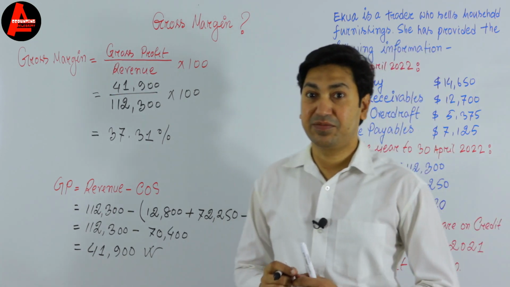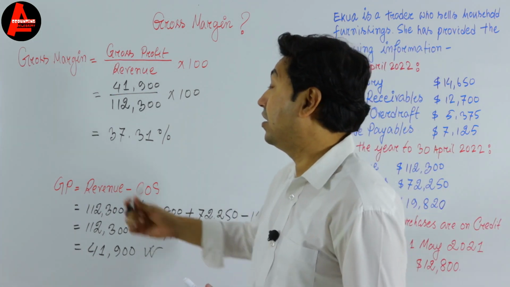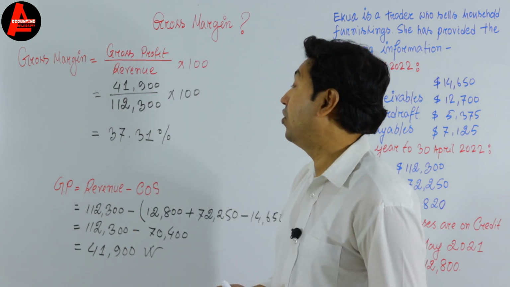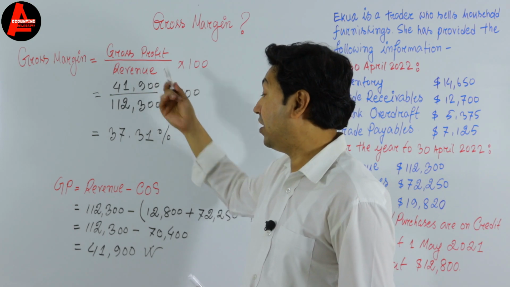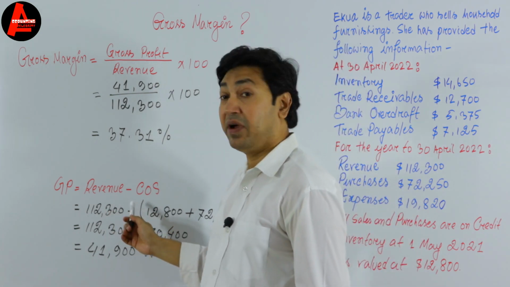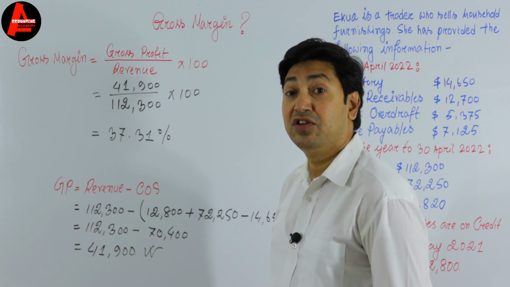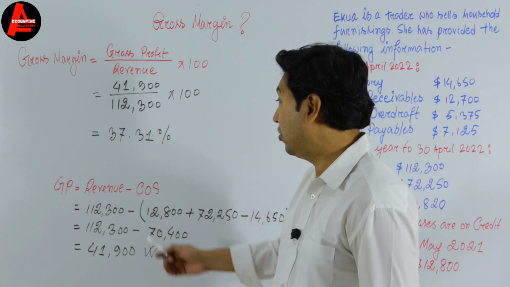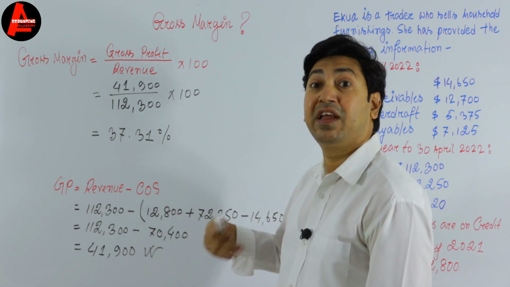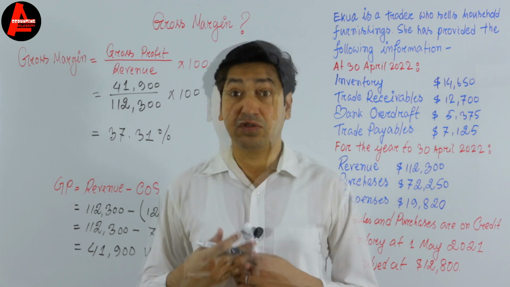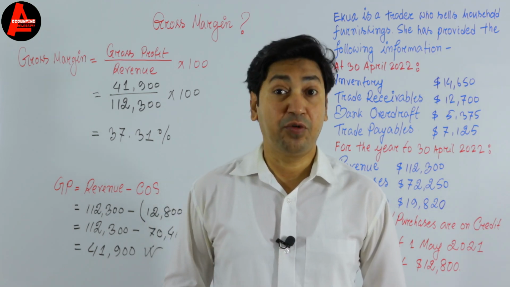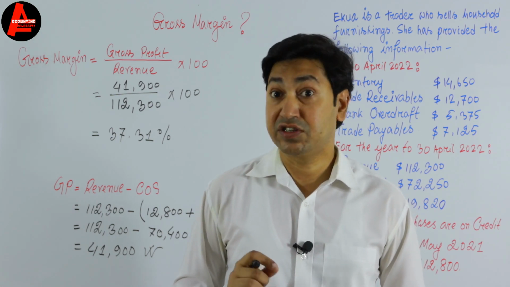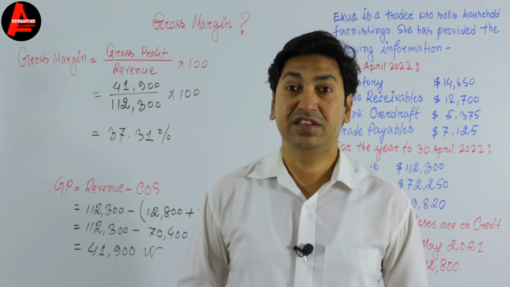So this is our gross profit margin. It is very simple, but you need to understand the formula to calculate gross margin, and you also have to know how to calculate gross profit. So here gross profit equals revenue minus cost of sales. You need to know cost of sales as well. So how do we calculate it? Cost of sales equals opening inventory plus purchases minus closing inventory. If you have more information like purchase return, carriage inwards, then we have to minus purchase return, and we have to add carriage inwards.